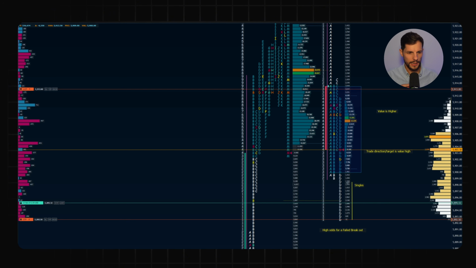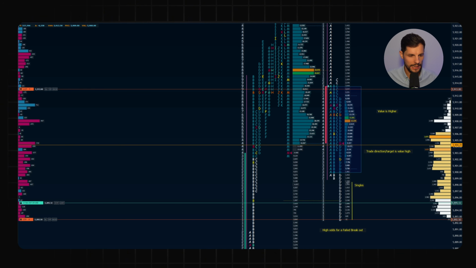So again, value was higher. Previous day value was higher. So we are opening this session and seeking lower to a previous day equilibrium, or the midpoint of the previous day, which happens to be at the initial balance, pretty much EQ, of the previous day session.